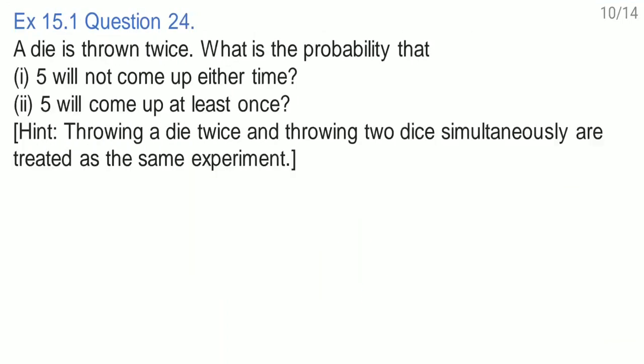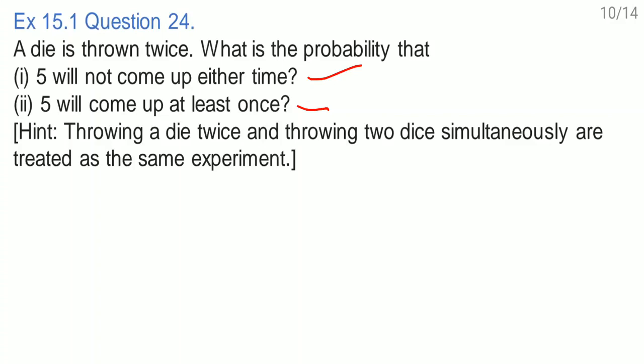Question number 24. A die is thrown twice. What is the probability that 5 will come up either time, and that 5 will come up at least once? Now they have given us a hint. Throwing a die twice and throwing 2 dice simultaneously are treated as the same experiment. Try to understand. One die is there, you are throwing it twice and noting down the outcome, and 2 dice together you are throwing and noting down the outcome. This is one and the same, first case and second case.